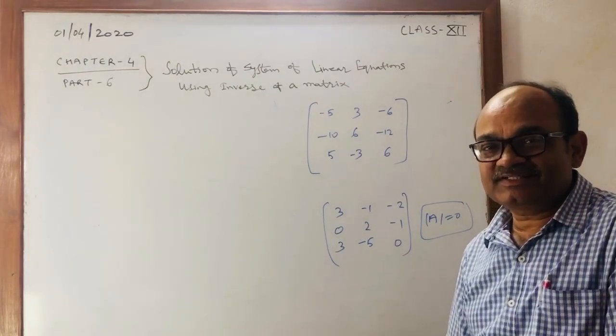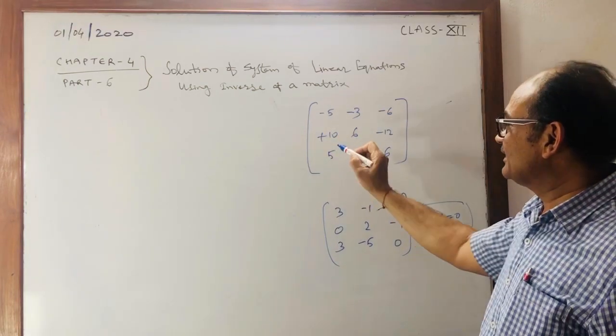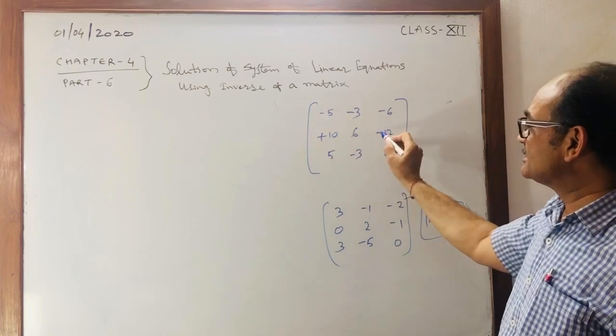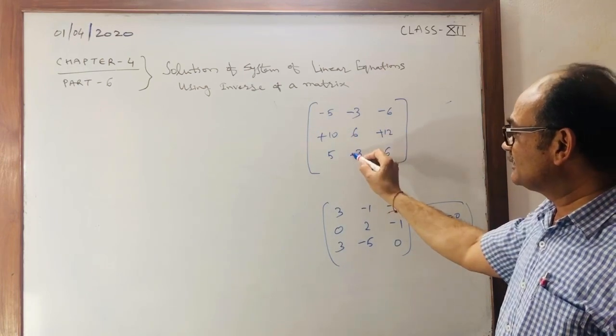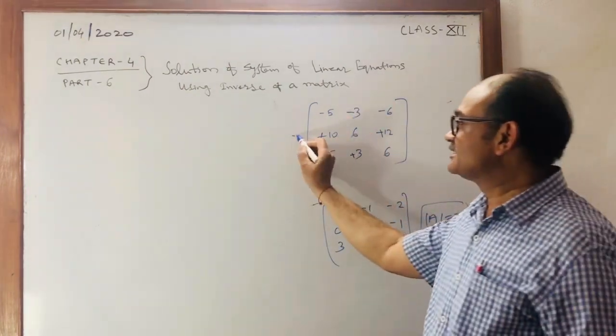You know the star points? These are the star points. First, change the sign. This is 12 number, this is 21 number, this is 23 number and this one 32 number. So we have to change the sign. Now these are the cofactors. This is the cofactor matrix.